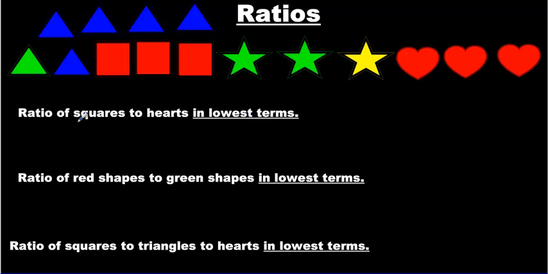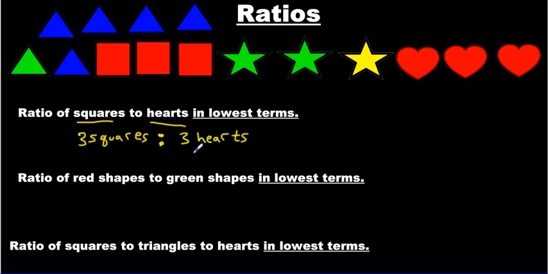Let's start with this example. We're going to write the ratio of squares to hearts. So we count the squares, we get 3. Any more? No, we have 3. So we'll write 3 squares. And we can write dot dot. That represents 2. And hearts, we have 3 hearts.